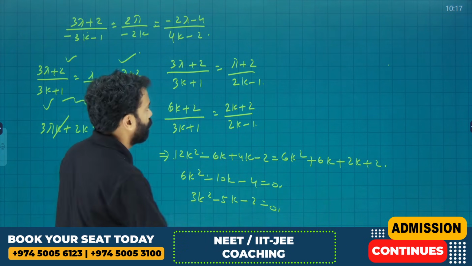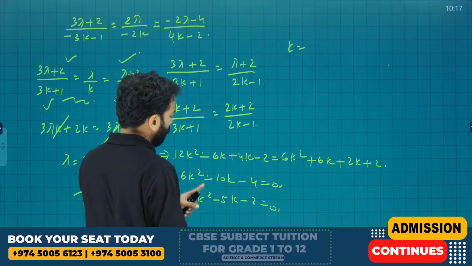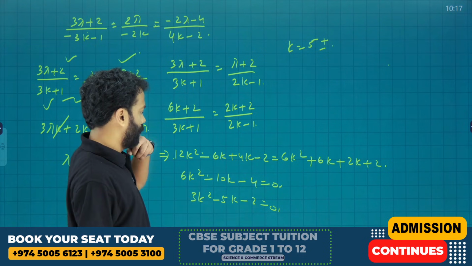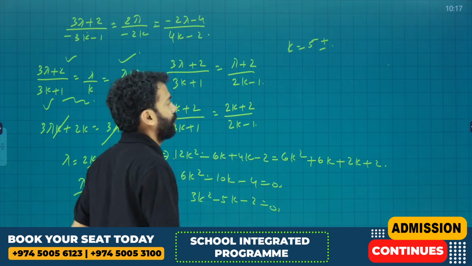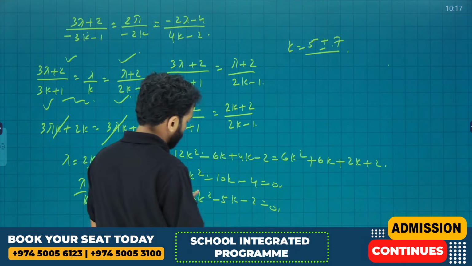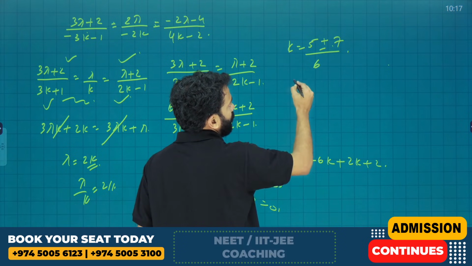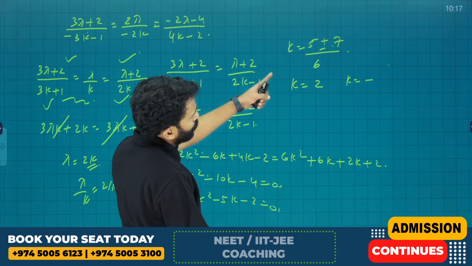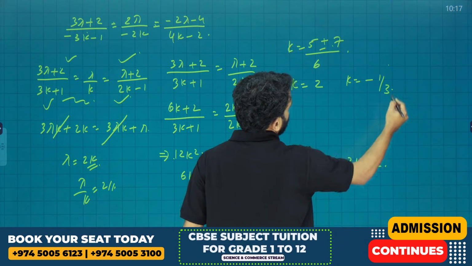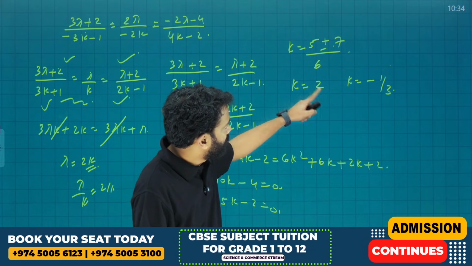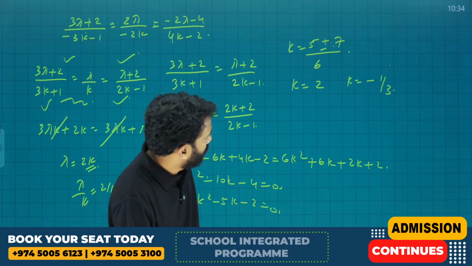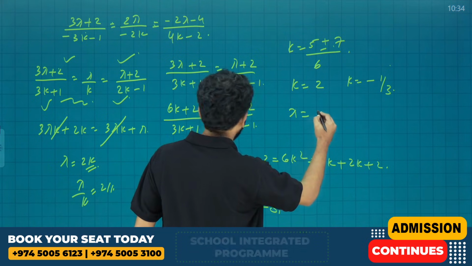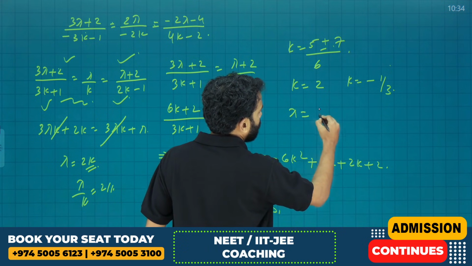Therefore, a quadratic equation in k, and if you solve it, you will get k is equal to 5 plus or minus square root of 5 square plus 24, that is 25 plus 24, 49, that is 7, divided by 6. That is 5 plus 7, so k is equal to 2, or k is equal to minus 2 by 6, that is minus 1 by 3. So you got two values of k. Then we can substitute k is equal to 2 here, and the value of lambda will be lambda is equal to 2k, that is lambda is equal to 4.